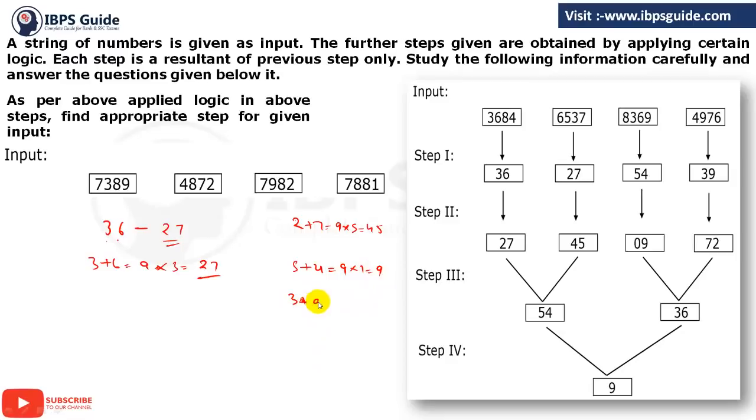3 plus 9, what are you getting? 12. 12 into 6, what are you getting? 72. So this is how you can make step number 2.